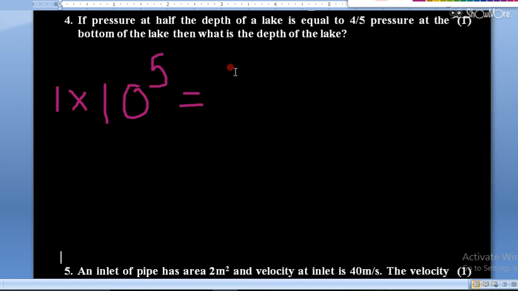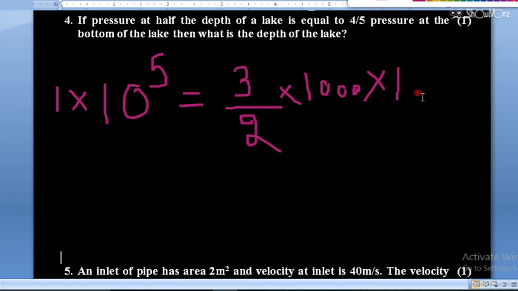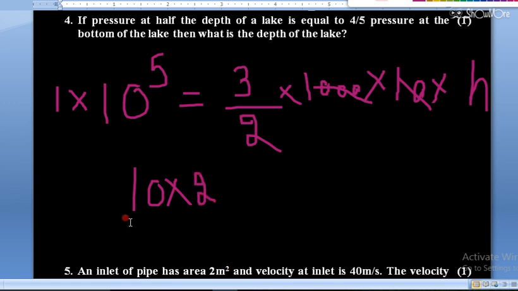It is equal to 3 by 2. Check the calculation, some calculation mistake can be there. 3 by 2 into 1000, which is the density of water, rho, into g. g is the acceleration due to gravity, take it as 10 also, and then we have H. So 3 zeros will cancel out, so it will be 10 into 2 by 3. Confirm the answer, because I think 20 by 3 will be the height.